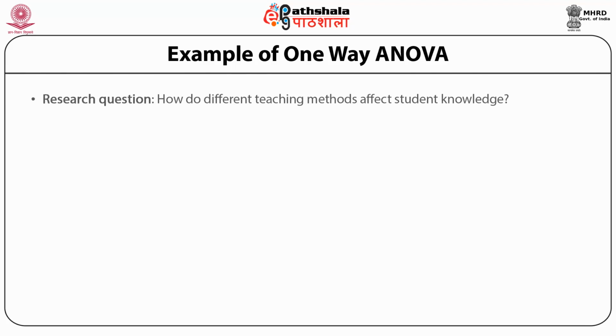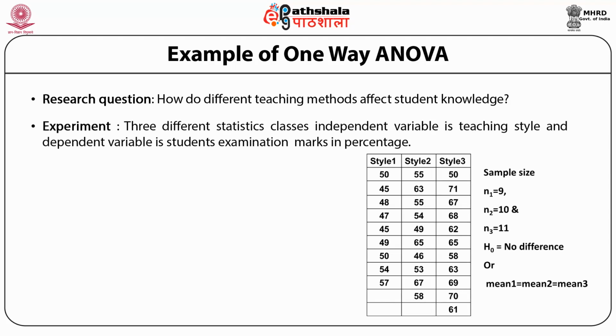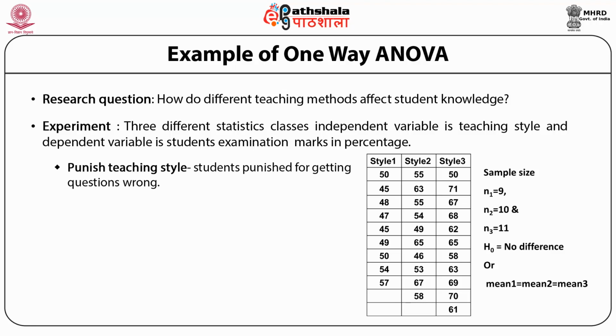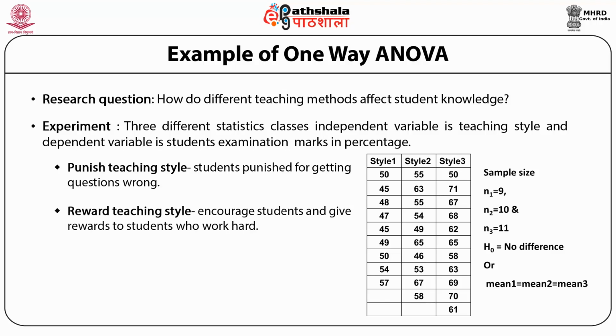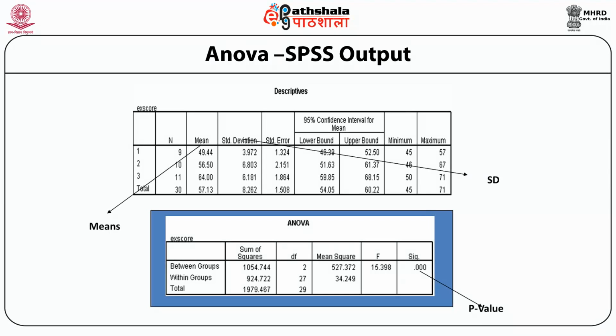Now one example: suppose we have three different teaching methods, and ultimately the student is evaluated by a test out of 100 score. The first is a punishment teaching style. The second is no punishment but a reward teaching style. The third is indifferent, neither reward nor punishment, the student is left alone. So these are the three different groups. Here it is more than two, so we apply one way ANOVA. This is the setup for data. Here the group sizes are 9, 10, 11.